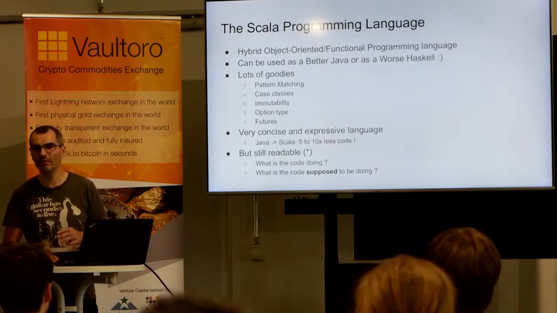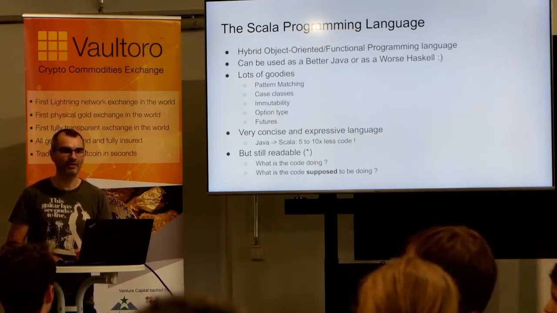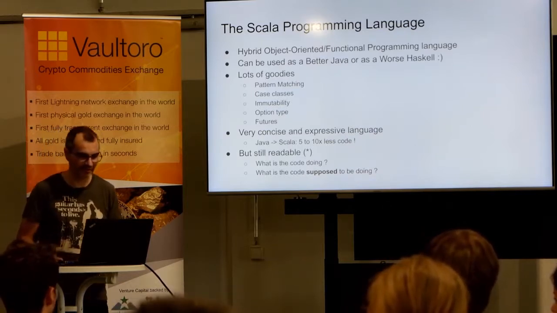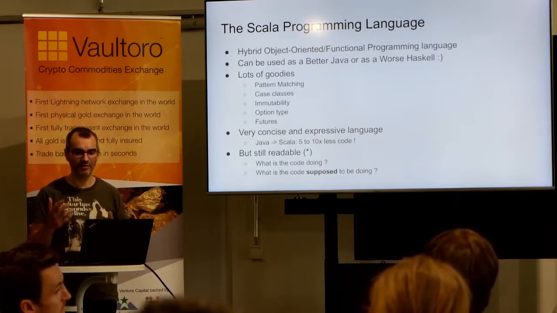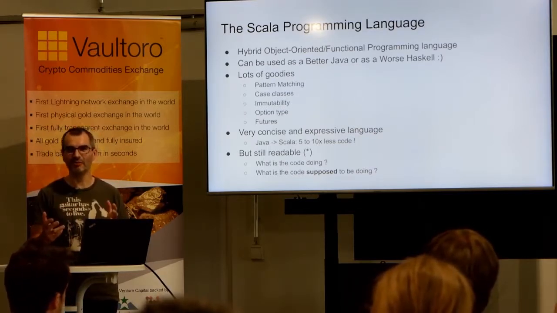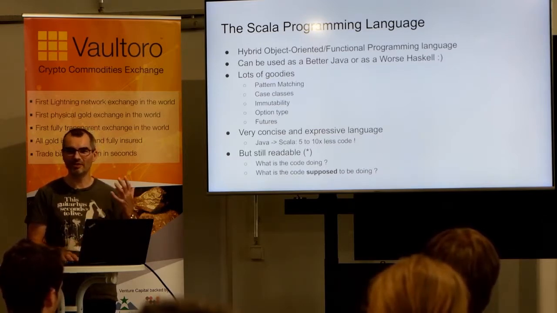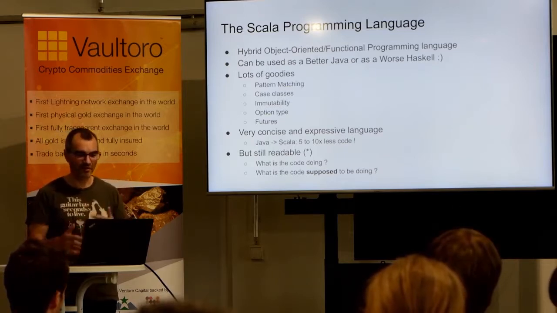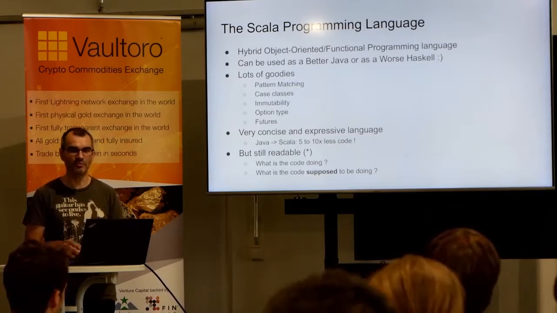And Scala, I don't know, who has used Scala? Okay, so it's maybe one third of the audience. Scala is like a hybrid object-oriented and functional programming language. And quoting somebody who is in this room today, it can be used as a better Java or as a worse Haskell, which is one of the problems with Scala. I'll explain a bit later, but it's really nice.